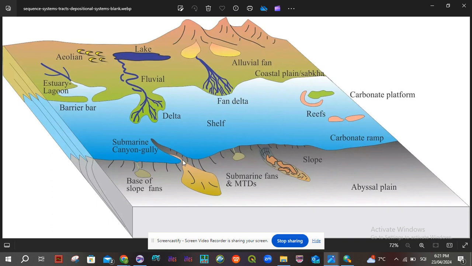You can see there might be some channels which can be a good reservoir. As this material moves downward, it forms something like a submarine fan, where we have low energy material in the distal part and high energy material towards the proximal part, depending on where you are. This can be in the deeper marine environment, with many organisms around.